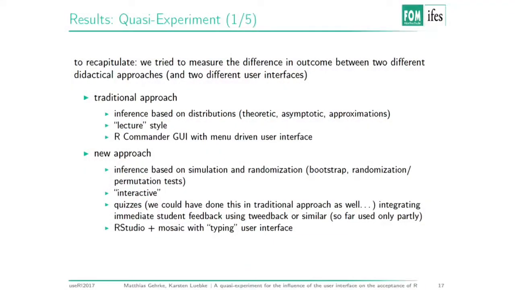So the traditional approach is lecture style. So we are using R commander, lecture style, inference was based on distributions. So very theoretic, asymptotic approximations. For the new approach, we went a different way. First of all, we used a different user interface, RStudio plus Mosaic. So we have always the same syntax with Mosaic. That's a big advantage. But then we go further and used inference based on simulation and randomization. So we did bootstrap simulations and all that stuff. And we did it more interactive.